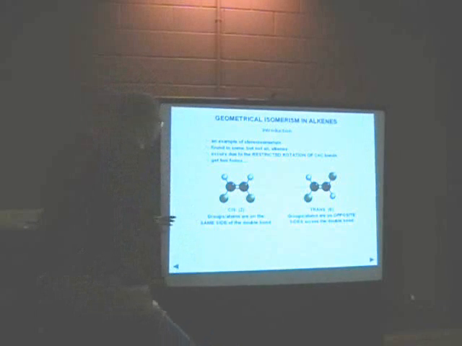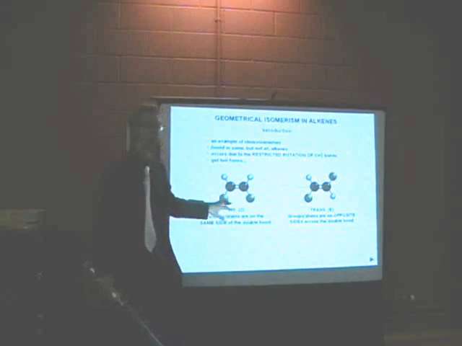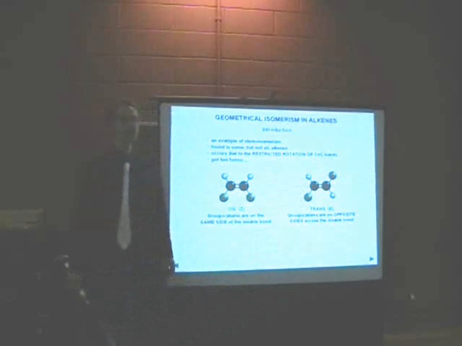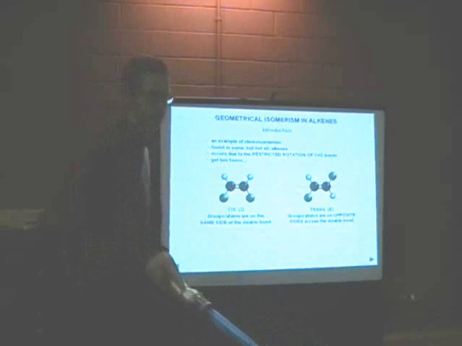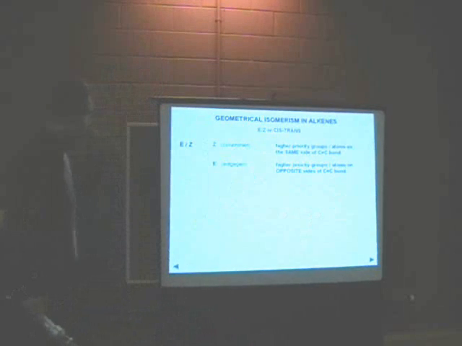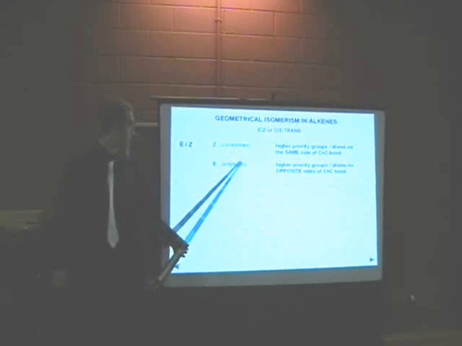But, excuse me, this is important. Here, the functional groups are on the same side, that is Z. Here, they are on different sides, and that is E. Happy with that? Right. Here's the words they're taken from. Z is zusammen, and E is entgegen, something like that.